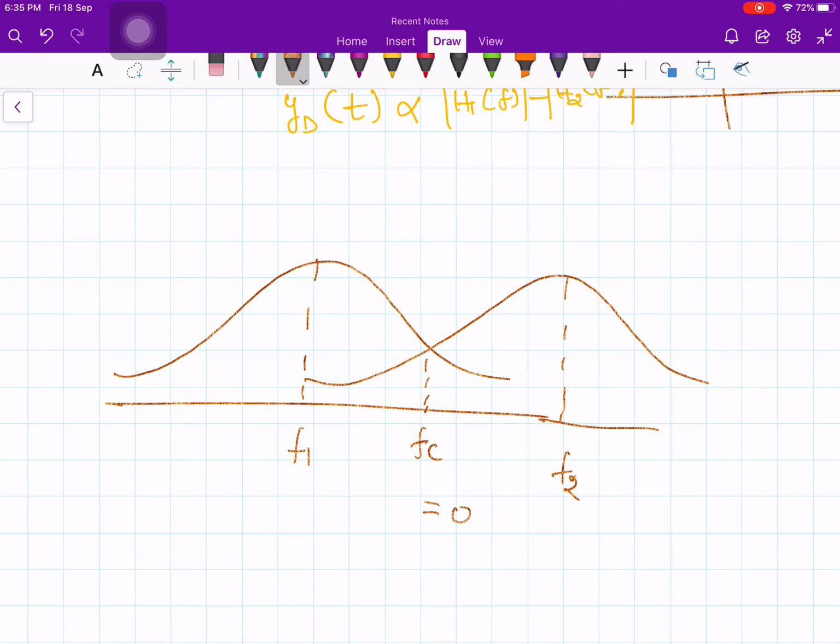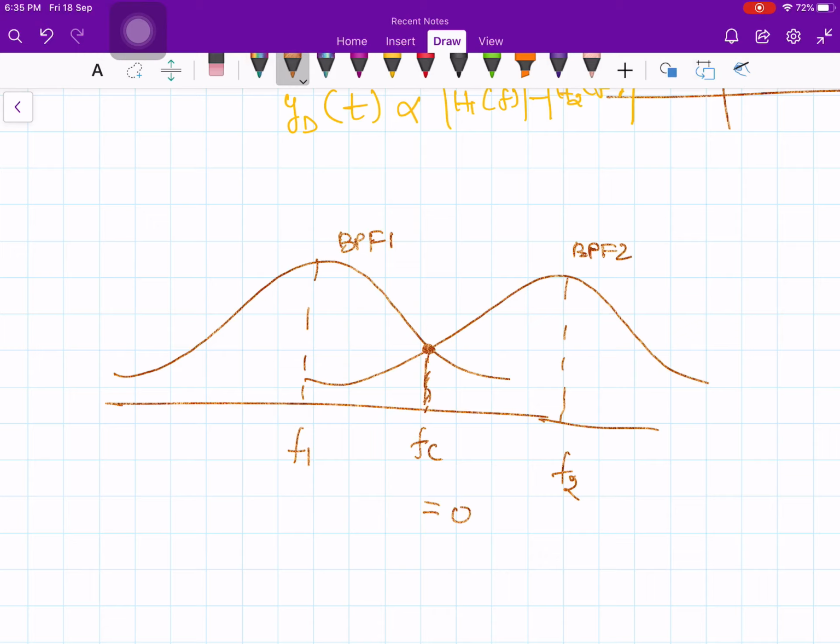If you take only one band pass filter, then the output will not be 0. But if you take two band pass filters, BPF1 and BPF2, then at this point they will cancel each other, balanced out. That's what we mean by a balanced discriminator. So the non-zero value becomes 0 because of these two band pass filters. The carrier is balanced out.